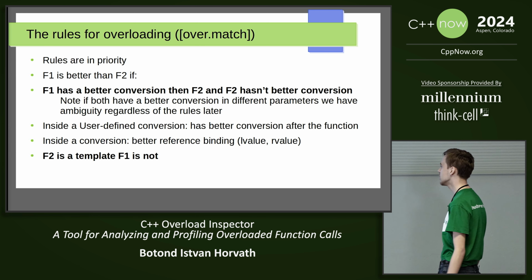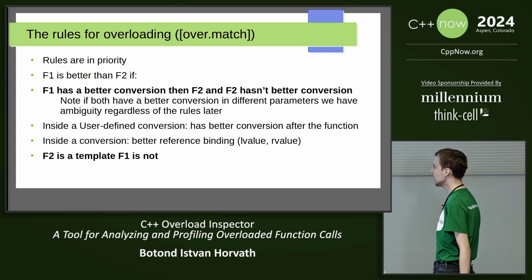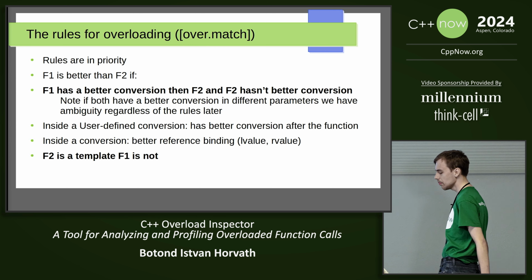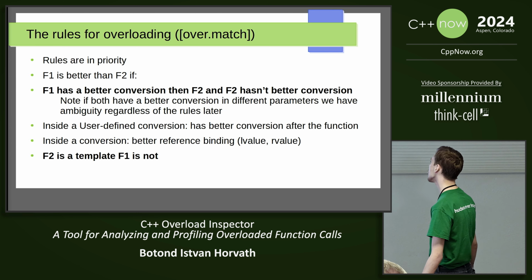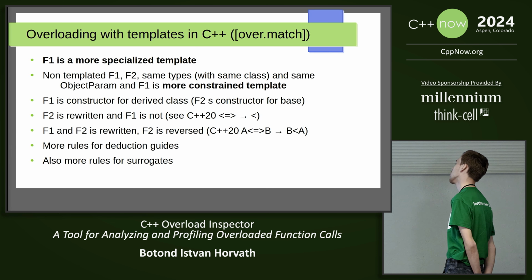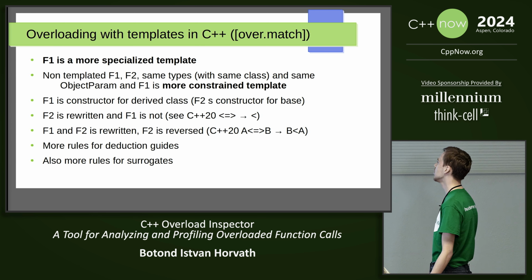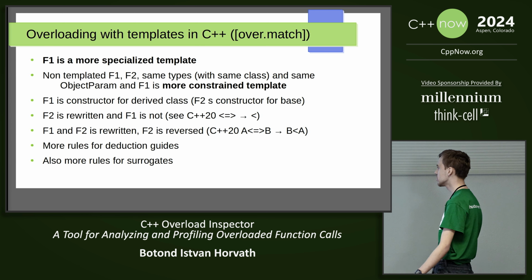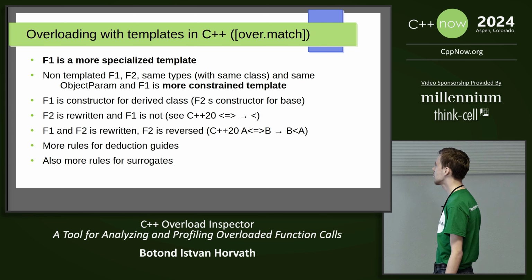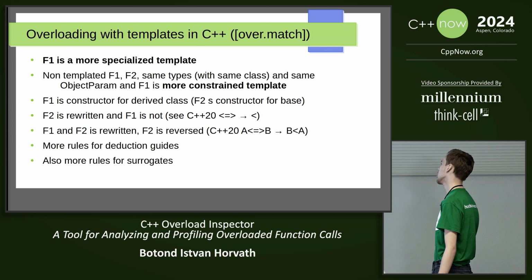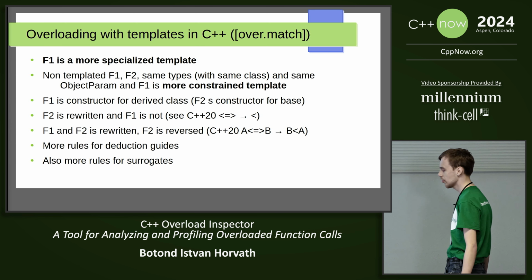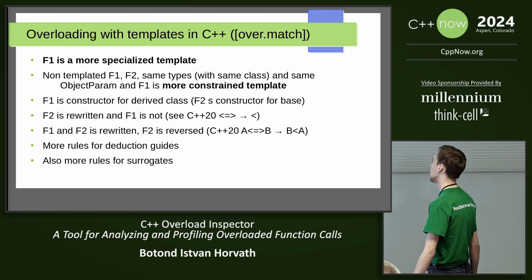Another important rule is that templated functions are less likely to be picked than not templated ones. Not templated ones are prioritized, and there are additional rules for more. So if both of them are templated, then we will be interested in which template is more specialized or more constrained. And there are some edge cases for C++20's rewritten operators and deduction guides and surrogates, but I'm not going to talk about them.